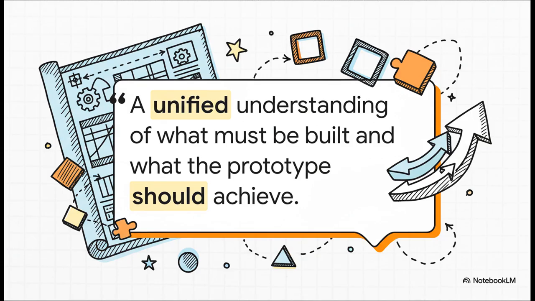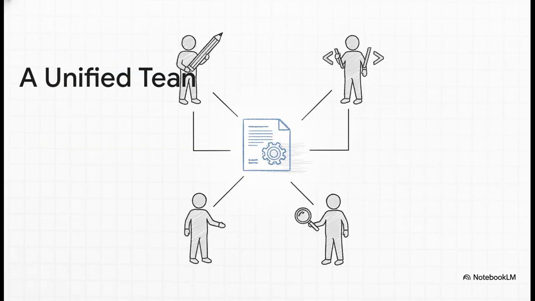When every single person on the team is working from the same blueprint, that's when the magic really starts to happen. And I mean everyone. Designers know exactly what user actions they need to design for. Developers have a clear roadmap for the logic they need to build. And the testers? They've got a perfect checklist to make sure the final product actually works as intended. It becomes the single source of truth for the entire team.